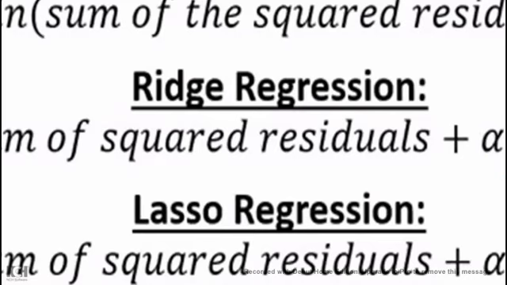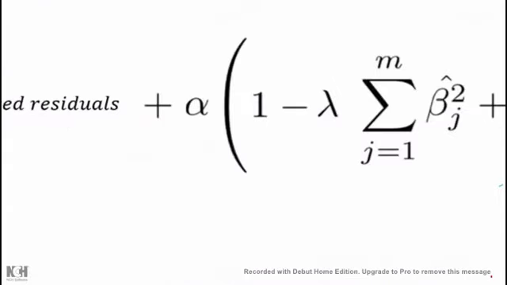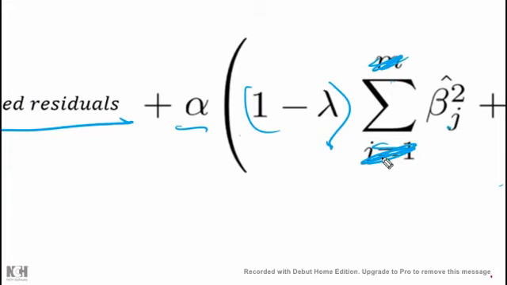Elastic net is nothing but a combination of L1 and L2. Combine both of them in the penalty term, and it is called elastic net. SSE is common, plus alpha into 1 minus lambda into sigma beta square. Okay, don't get confused. Simply, 1 minus lambda into sigma beta square is nothing but ridge regression.